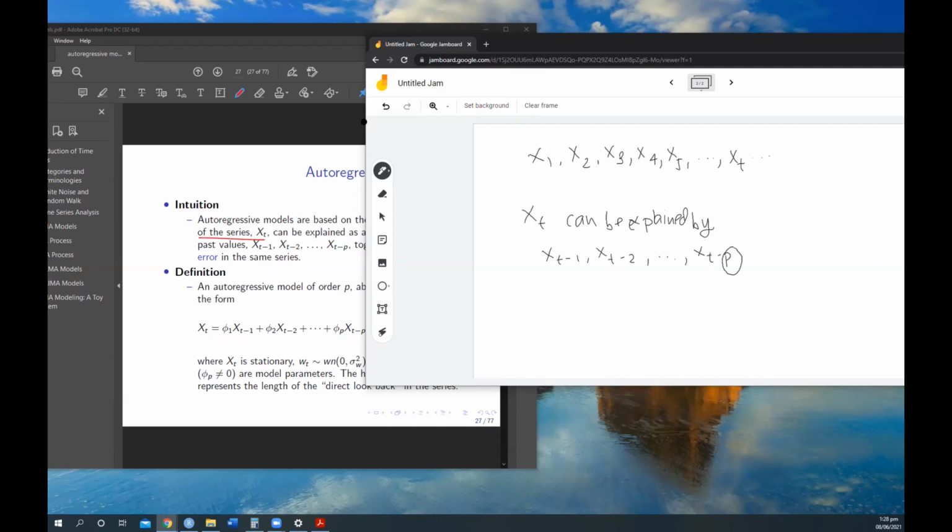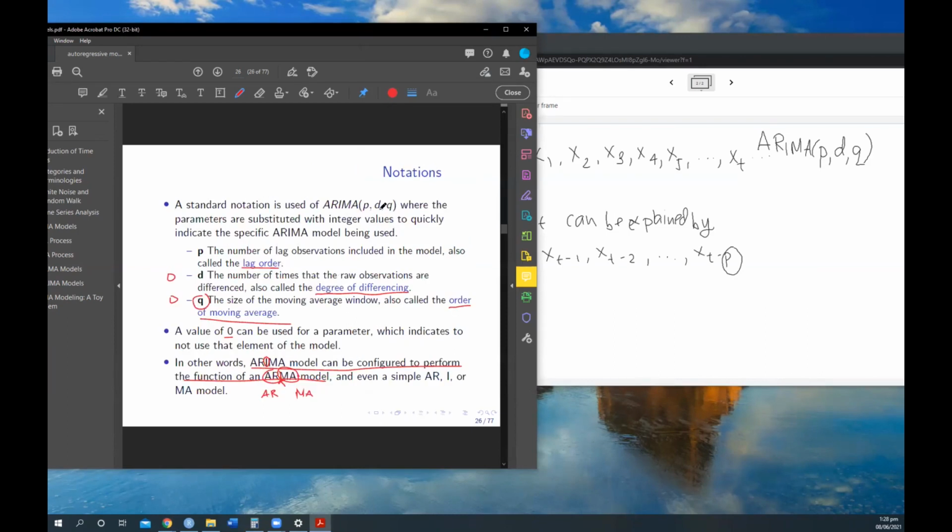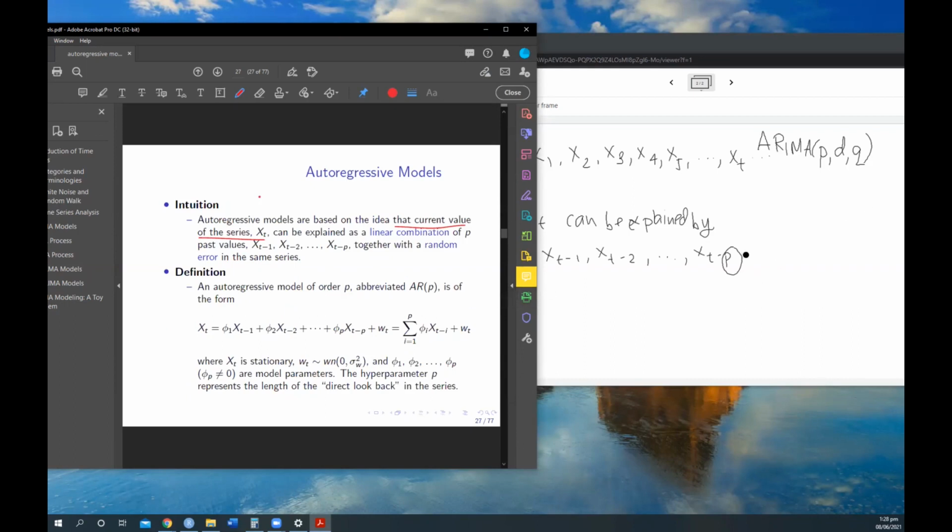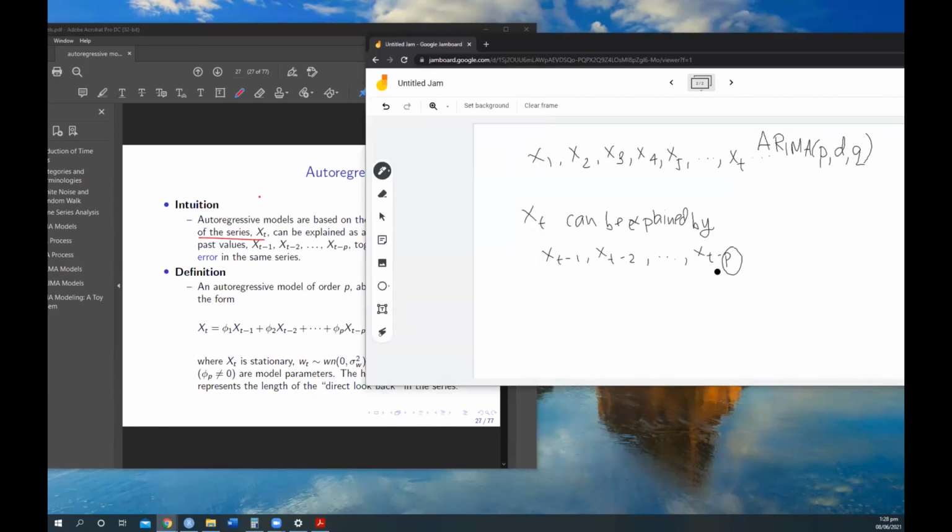So that's the p from earlier in ARIMA. Remember that ARIMA is p, d, and q. So this is the p. That's why I said that p depends on how far in the past you're going to look, or how many values in the past you're going to use to predict the present. Okay? So for example, I'm going to use p equals 2.